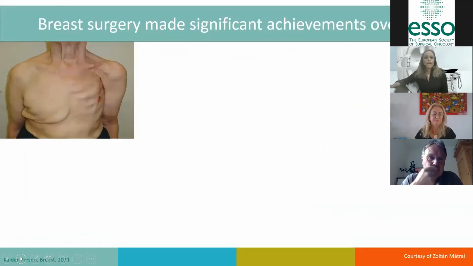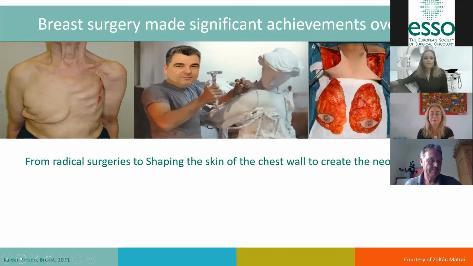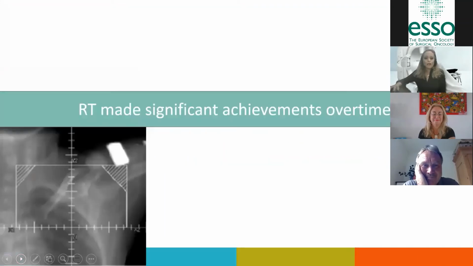So surgery has made significant improvement over time. You can see the Halsted procedure and the total mastectomy in this patient. And you see such an improvement, from radical surgery to shaping the skin of the chest wall to create the neobreast. And if someone doesn't recognize him, we put Zoltan Matrai, who is a great surgeon and a great colleague.